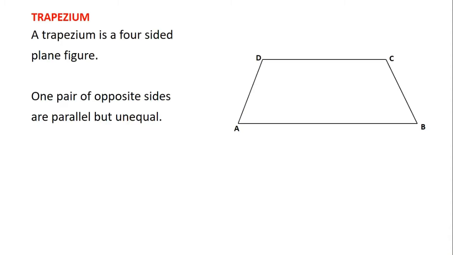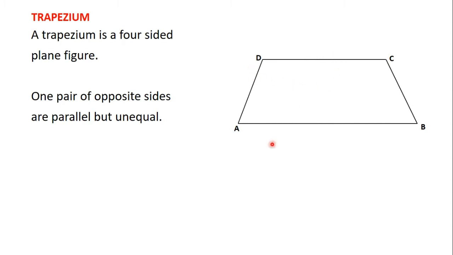A trapezium is a four-sided plane figure. So a trapezium is an example of a quadrilateral, a four-sided plane figure. One unique property about a trapezium is that one pair of opposite sides are parallel but unequal. The figure we have here, figure ABCD, is an example of a trapezium.